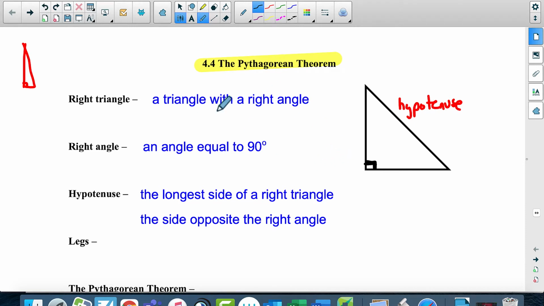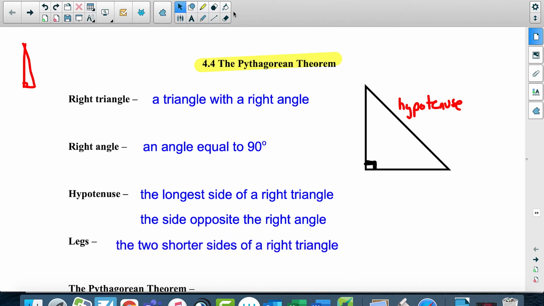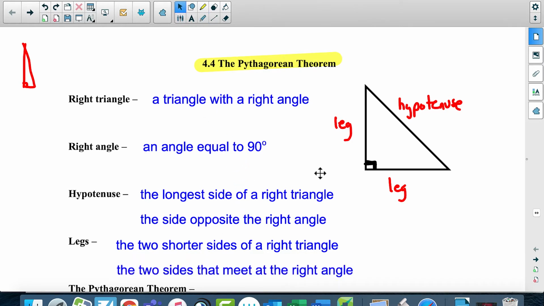All right, legs. Legs are the two shorter sides of a right triangle. So you've got the hypotenuse, the long side, and the other two are called legs. Leg and leg. They meet at the right angle, right? This leg and this leg, where they meet up, is right at the right angle. Right at the right angle.